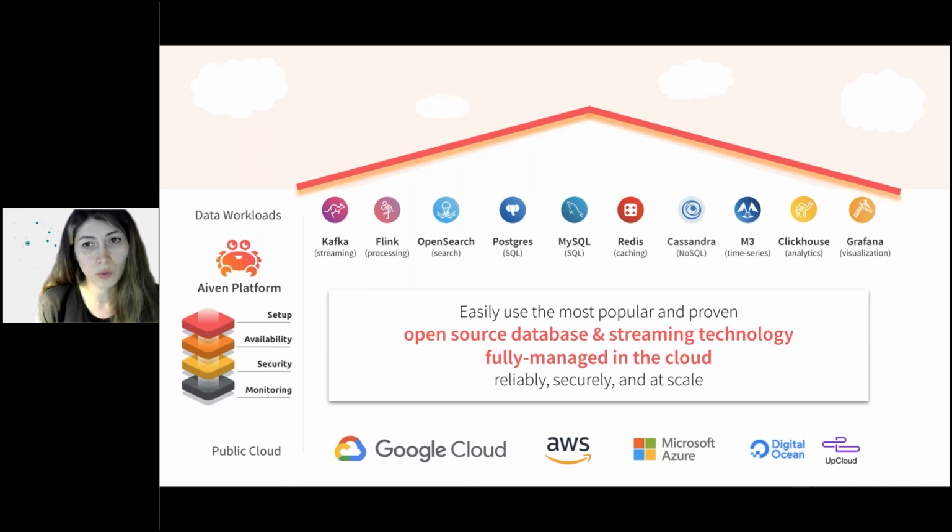So for that, we provide the leading open source database and data streaming technologies on our platform as a service. We provide the most popular technologies such as Kafka, Postgres, and of course Flink as a fully managed service across all major cloud service providers like Google, AWS, and Microsoft Azure.